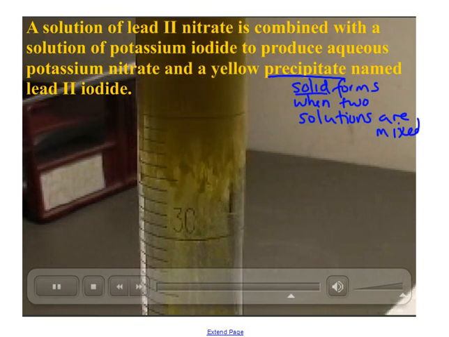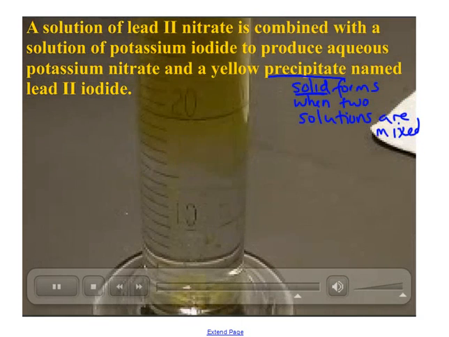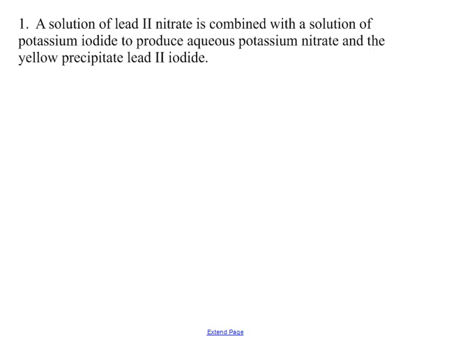Okay, so the key thing here, when you see the word precipitate, you know that that product is going to be solid. All right, so let's take a look at this equation written over again, and what we're going to do is start by writing the chemical formulas for the reactants and the chemical formulas for the products. You have to identify who are the reactants and who are the products.